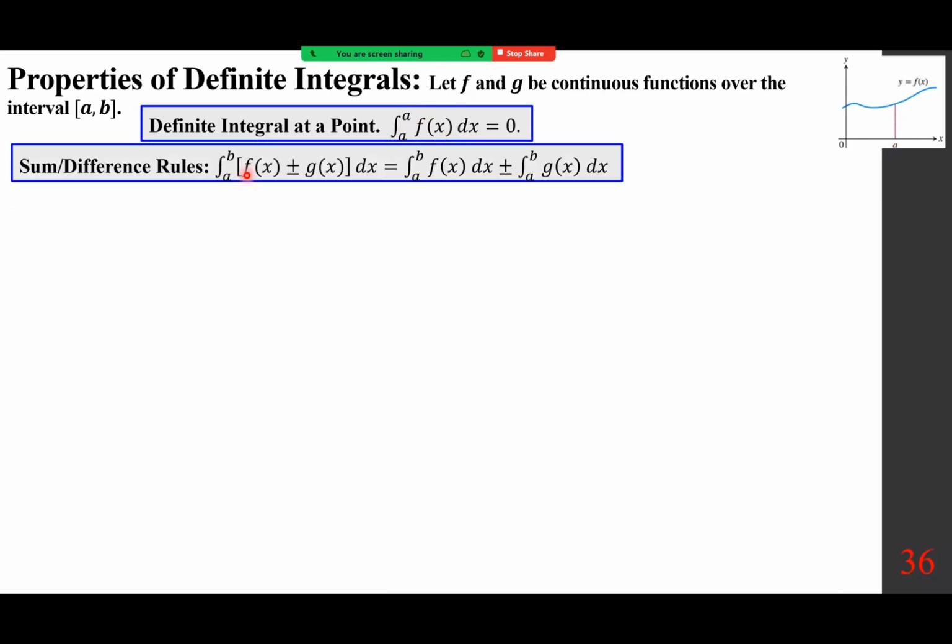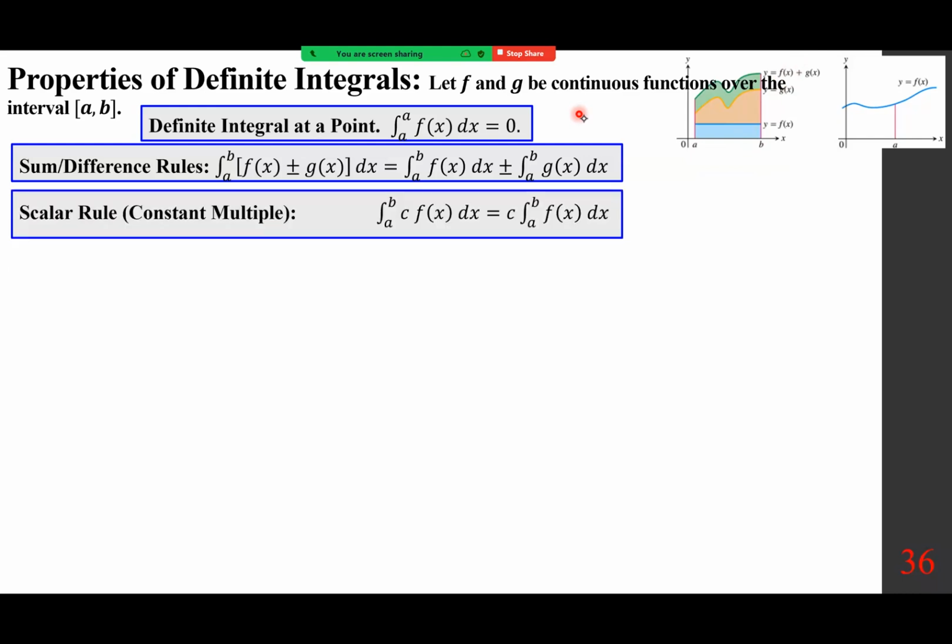So it becomes 0. Sum and difference rules: the integral from a to b of f of x plus or minus g of x, you can cut into 2 pieces. So as an example here, this is f of x, this is g of x, and then you add the 2 pieces and it becomes the green piece. If you have the integral of f of x dx and you multiply it by c, it's a constant multiple. You can put this in or out. So whatever that area is gets multiplied by that number. For example, if it's 2, it's 2 times that. That's all.